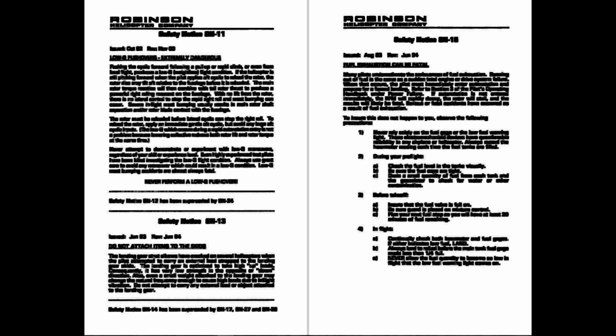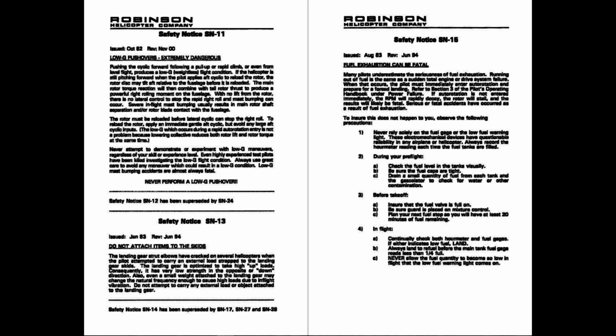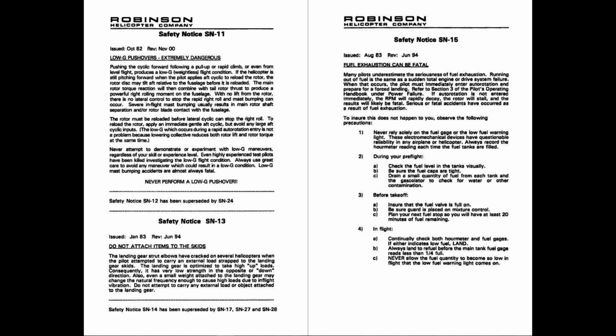While in a low G situation, the helicopter suddenly rolls right. Left cyclic does nothing to correct this. If the pilot continues to move the cyclic left, what might happen? Mast bumping might occur.